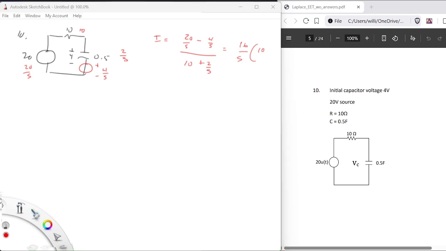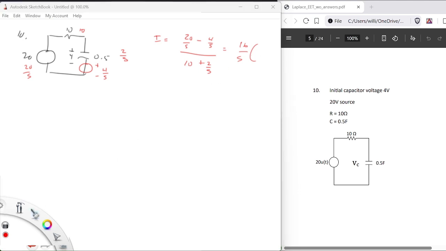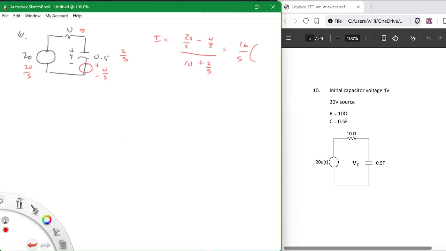One over 10S plus 2 over... No, it doesn't. Yeah, this is a 10 up there, over 10S plus 2, because you combine the 10 plus 2 over S on the bottom. So you multiply 10 by S over S. Yes.